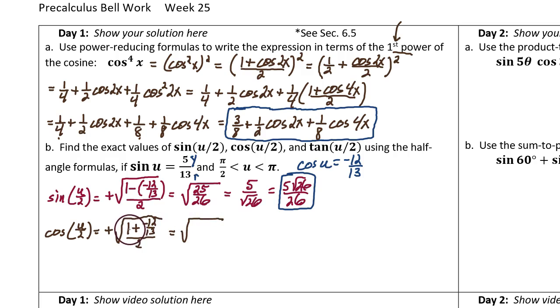Think of 1 as 13 thirteenths. When you add the negative 12 thirteenths, you get 1 thirteenth. And 1 thirteenth divided by 2 is 1 over 26. The square root of 1 makes 1, and the square root of 26 is in the bottom. Then rationalize. The square root of 26 all over 26.